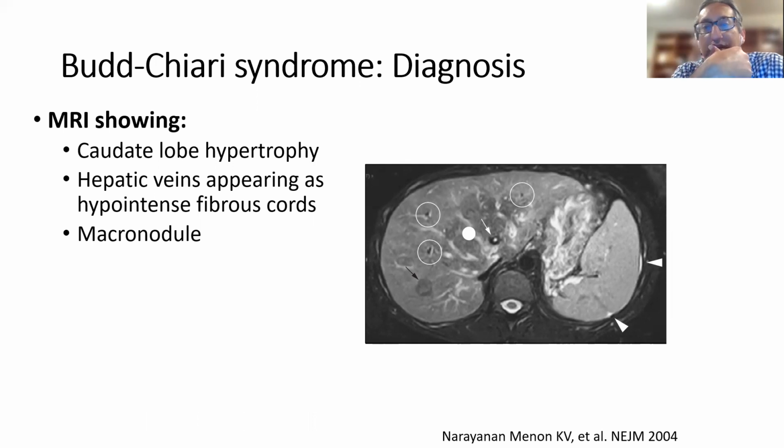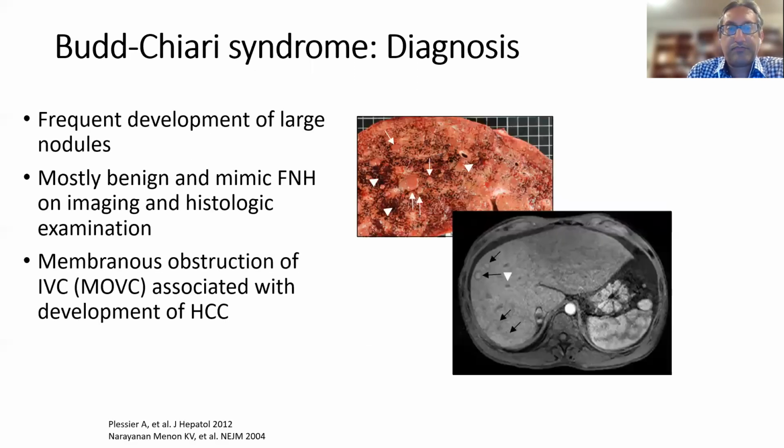And you can see a big caudate lobe hypertrophy here. You have these hepatic veins that come as hypointense fibrous cords, and you can have these macronodules here. So multiple different findings can be seen, and a good radiologist can easily tell us all the findings that we can see in Budd-Chiari syndrome and also make the diagnosis.